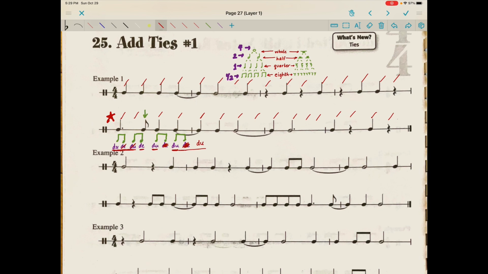Then we're going to go ahead and try this entire example, setting the metronome at 60 and keeping this steady beat in your hands or in your feet. Also trying to keep a steady pulse going in your mind or whispered or mouthed as it's helpful to you of due day, due day, due day, due day. 1, 2, ready, clap.